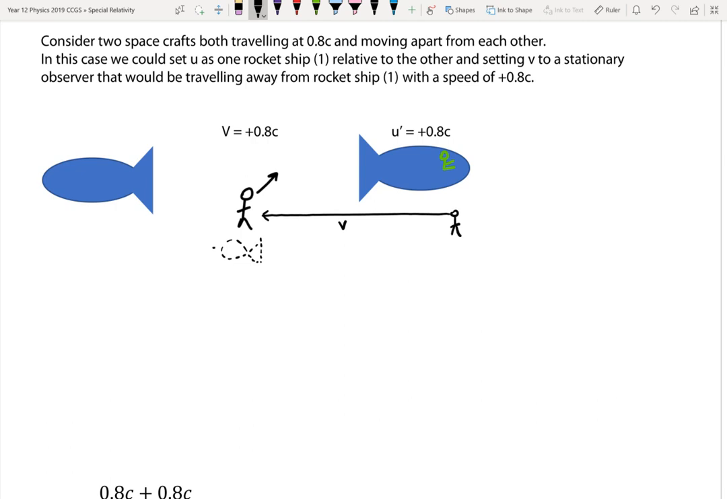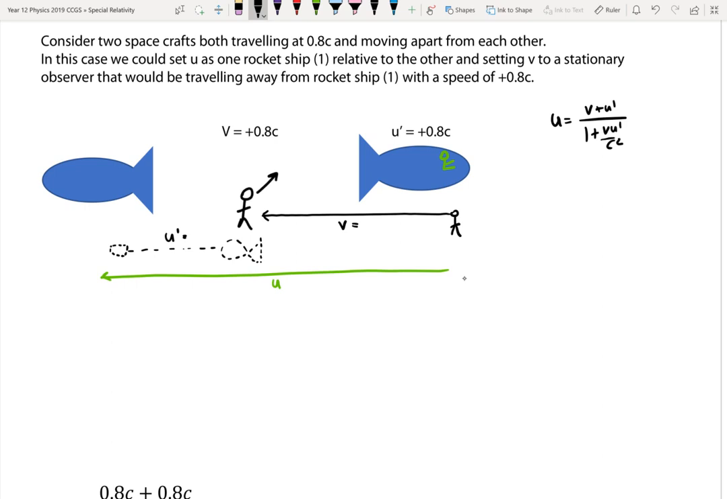And then, because the blue spaceship on the left was measured relative to the stationary observer, he becomes the imaginary missile, which is u prime. Then we could measure u. So I'm going to use the same equation in your data sheet: u equals (v plus u prime) over (1 plus v u prime on c squared).